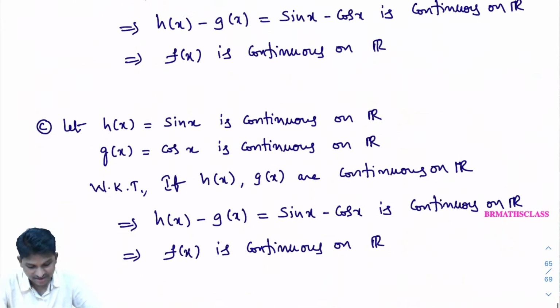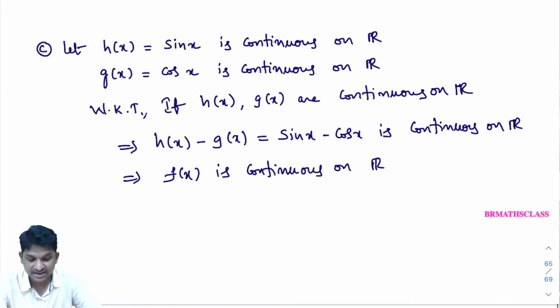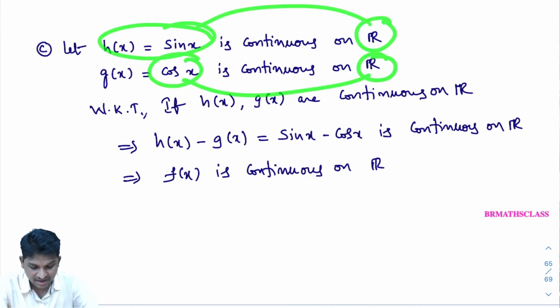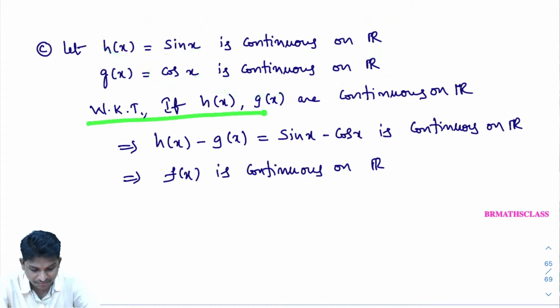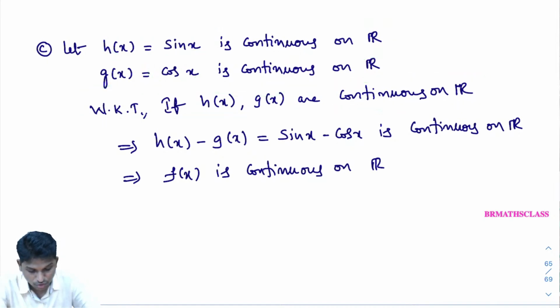So same like this only. First I will take h of x as sin x. And we know that sin x is continuous on its domain. And we know that cos x is continuous on its domain. And what we want here? We know that if h of x, g of x are continuous on R, from the theorem, what you know? We know that h of x into g of x.